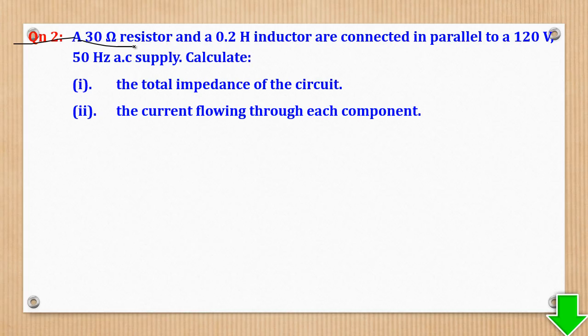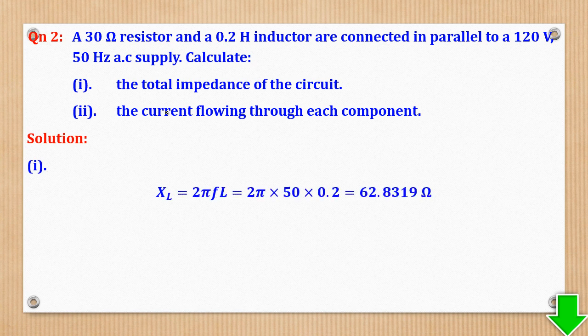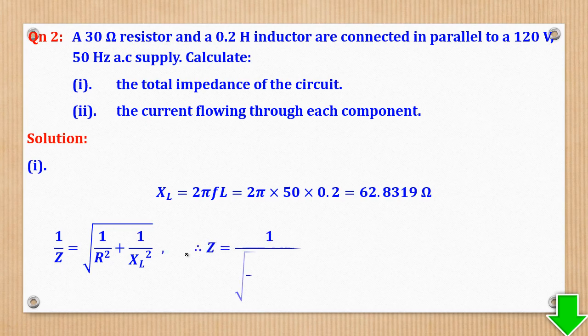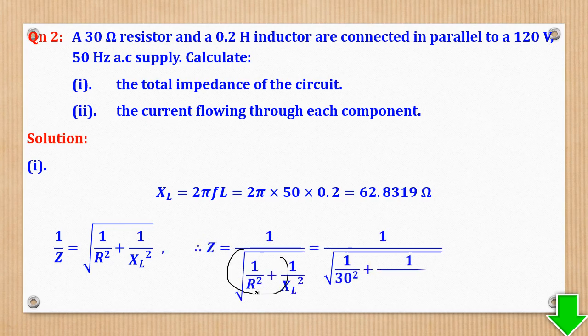Question 2, a 30 ohm resistor and a 0.2 Henry inductor are connected in parallel to a 120 volt 50 Hz AC supply. Calculate (i) the total impedance of the circuit and (ii) the current flowing through each component. So first of all, inductive reactance is that, meaning that impedance will now be 1 over this. Then you substitute for R and XL to give you this as the impedance.